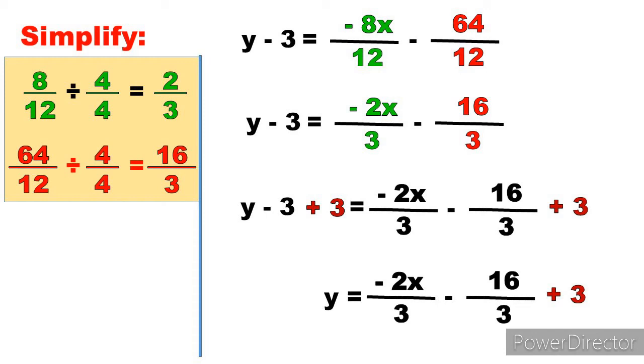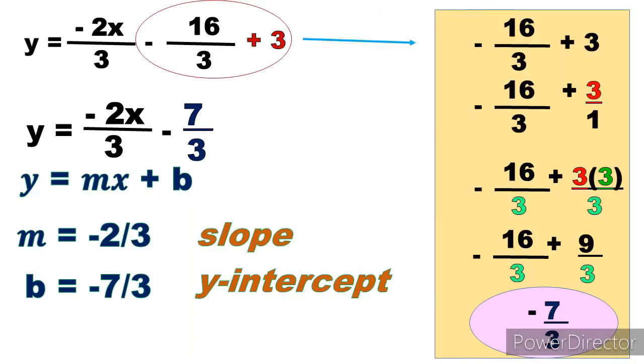Okay, so now we have y minus 3 plus 3 is 0. Again, negative 3 plus 3 is 0. Then now we have y equals negative 2x over 3 minus 16 over 3 plus 3. The next step is isi-simplify natin yung negative 16 over 3 plus 3. And this is the solution.